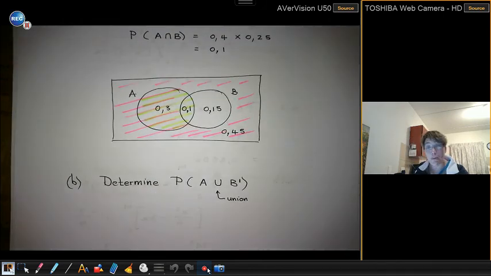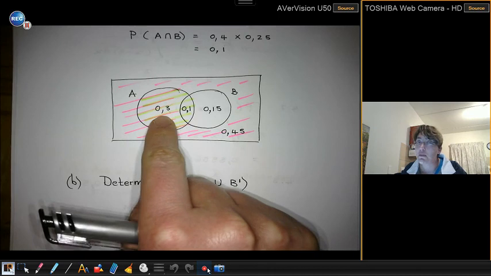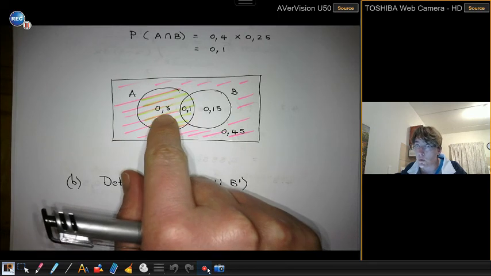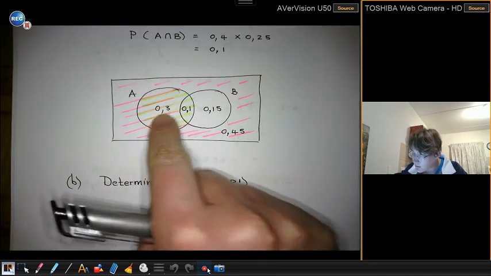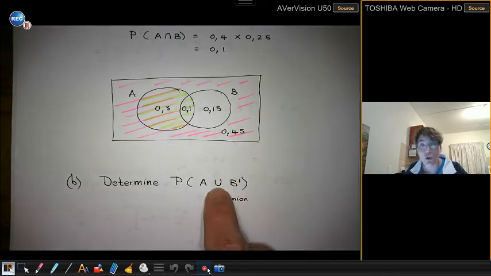But please remember, just because this one is colored in twice does not mean we add it twice. We're only allowed to add it once. But that means I add this one, this one, this one. I add all three of those because of the word union.